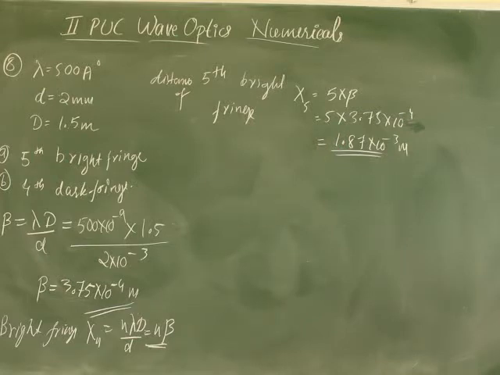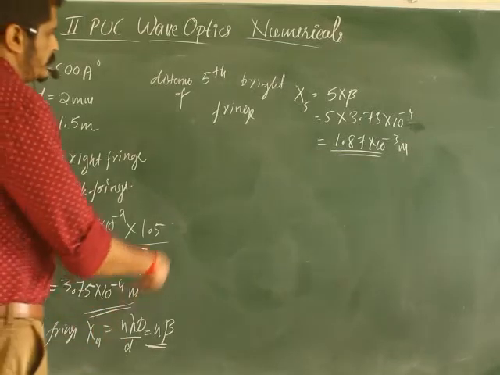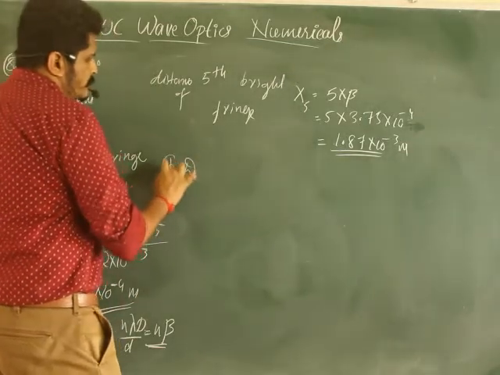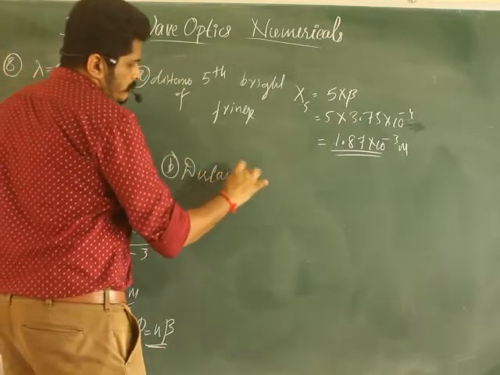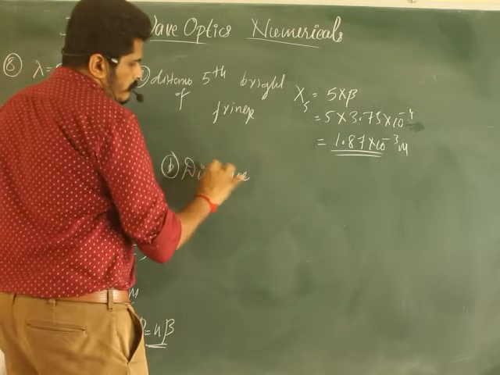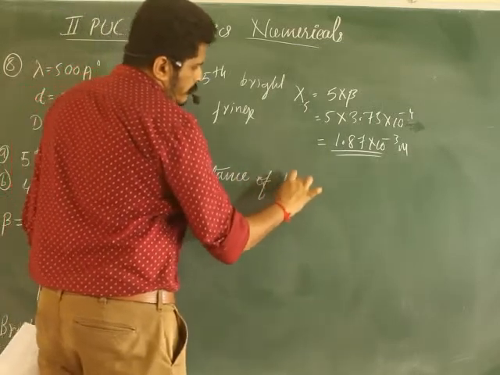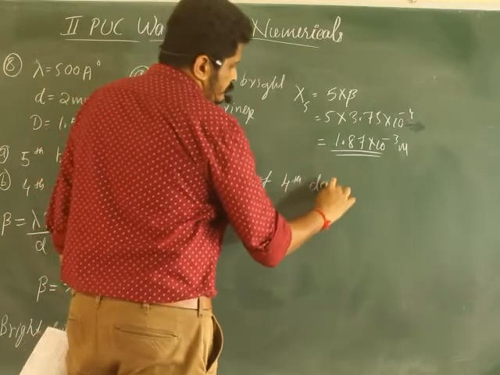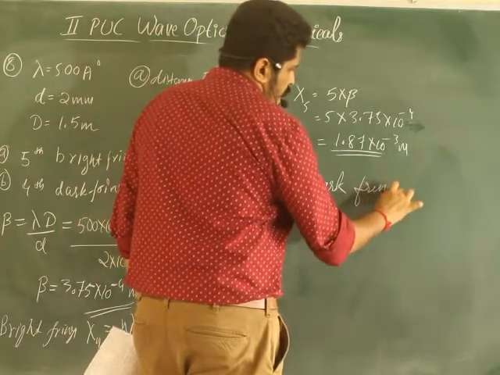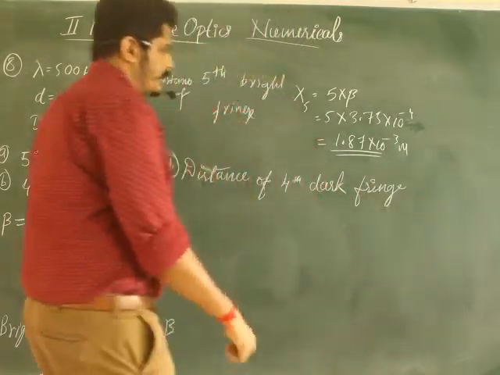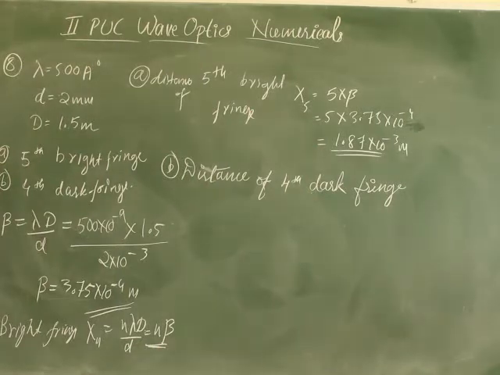So next, in the same question, one more sub question is there, fourth dark fringe. That means we are supposed to find out, this is B, this is A. Okay. Distance of fourth dark fringe. Distance of fourth dark fringe. So how to do that? Let us see.